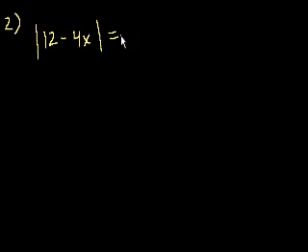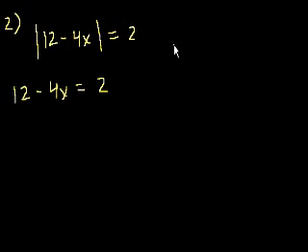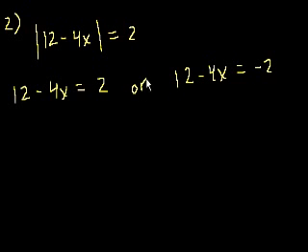Problem 2. Let me switch colors to make things interesting. And there's a similar type of problem. What are the possible values of x in the absolute value of 12 minus 4x is equal to 2? Same logic. 12 minus 4x could be 2, right? The absolute value of 2 is 2. So you get 12 minus 4x is equal to 2. Or 12 minus 4x could be minus 2, right? Because the absolute value of minus 2 is 2. So this is an or proposition.